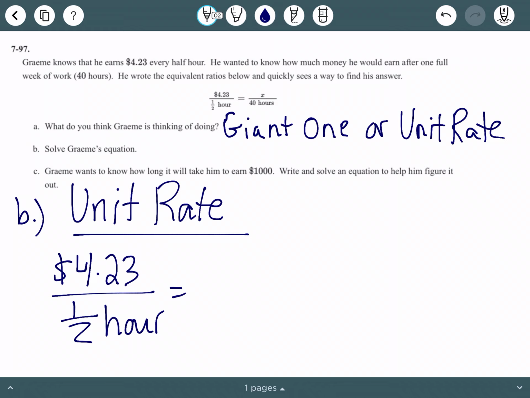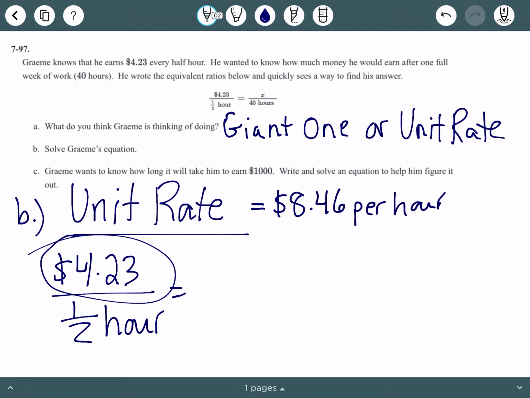So by this logic, I could say, okay, I know that there are 2 half hours in 1 hour, which means that he would be making double this $4.23. So if we double $4.23, that means he would be making $8.46 an hour. So I'm going to just write this up here so we have that information to go by. So he's making $8.46 per hour. Okay, gonna erase this.